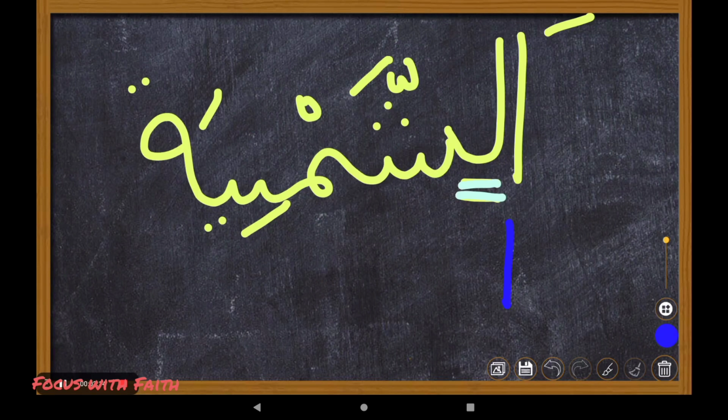Considering an-nuru, even though alif and lam are there, you don't read it as al-nuru. So this follows the pattern of shamsiya. Therefore the letter noon is called huruf shamsiya.